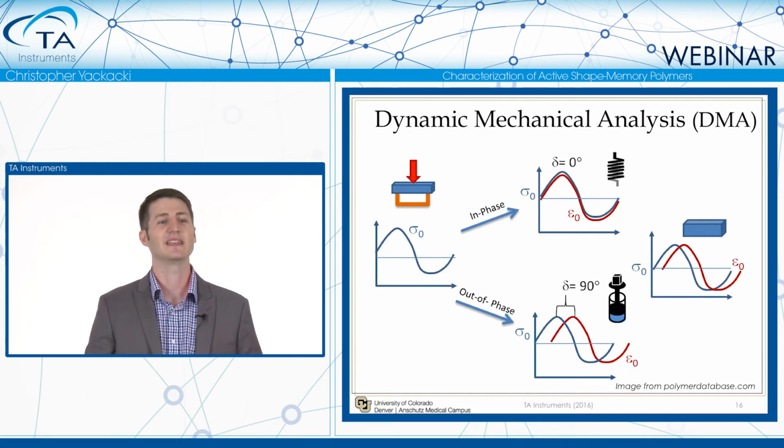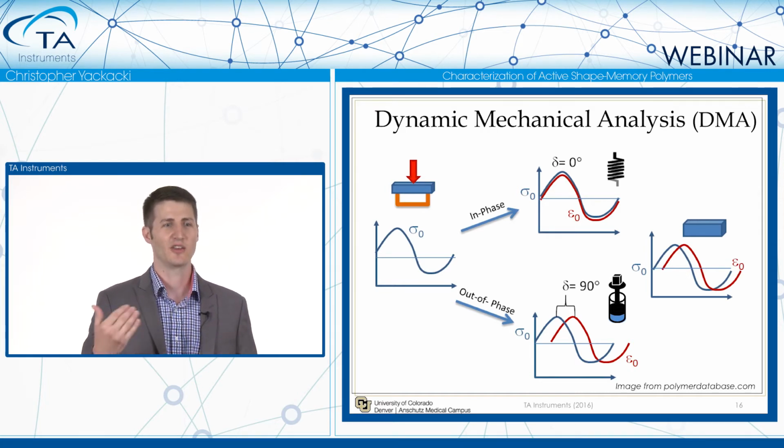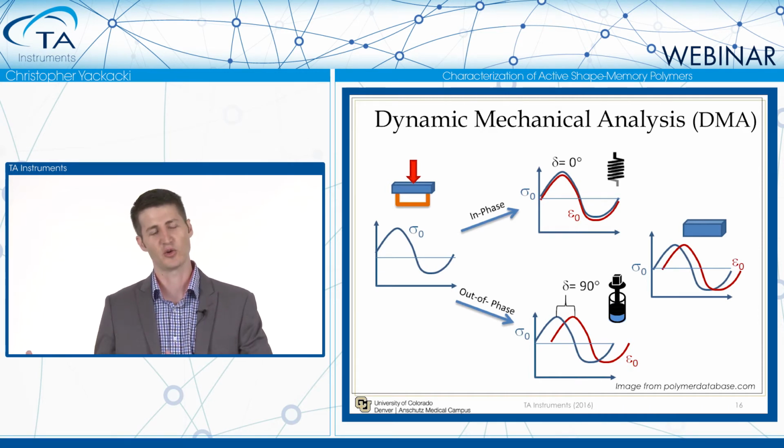And so in this case, you're completely out of phase. So now your delta is 90 degrees. And so what you'll see here is that there's a big lag between when you're hitting your maximum force, that's when it's finally starting to respond. And so that would be your totally other different extremes.